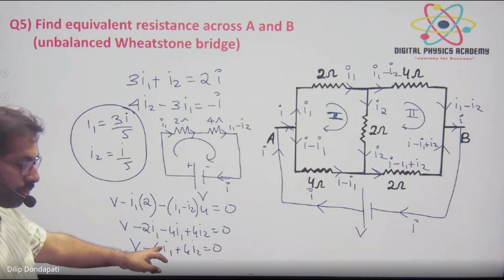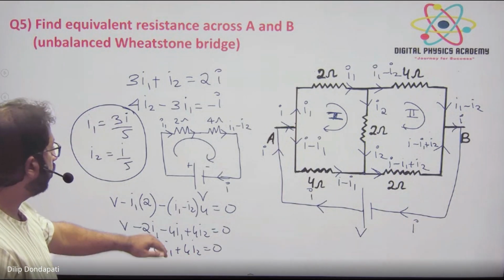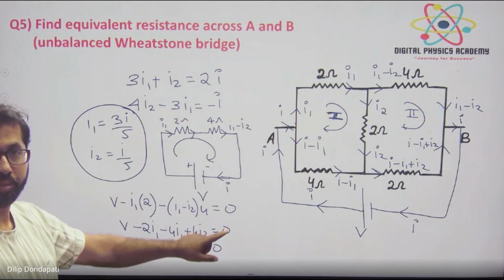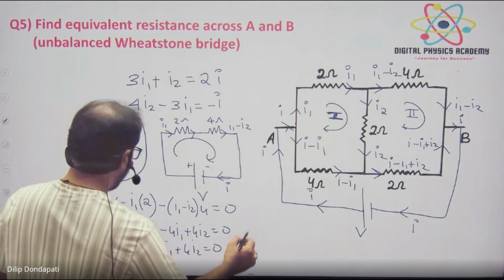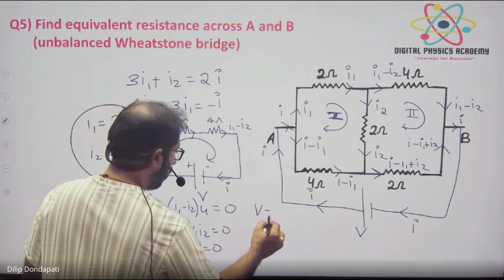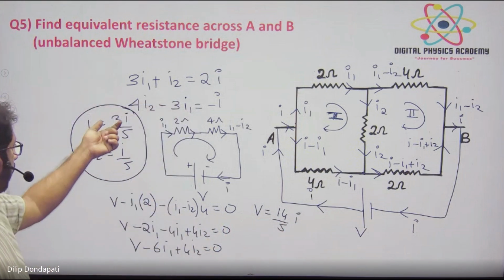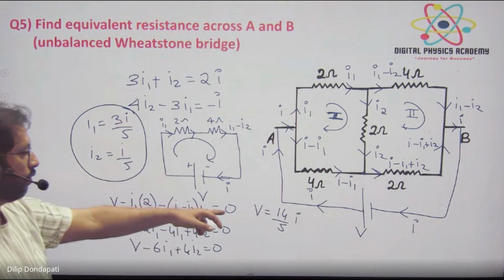Now substitute I1 and I2 in the equation. Try to get it in terms of I. 14 by 5? 14 by 5 I. Very good. So V is equal to 14 by 5 I. Just substitute this in place of I1 and this in place of I2, and you will get 14 by 5.